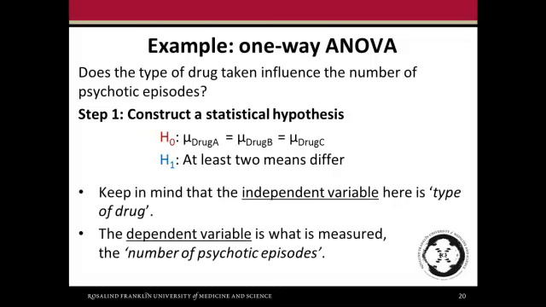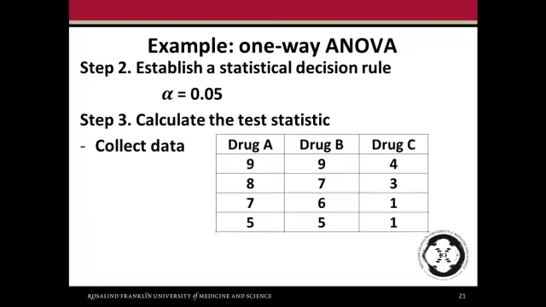It's our standard ANOVA hypotheses. So the independent variable here is the type of drug administered, and the dependent variable is what we're measuring, which is the number of psychotic episodes. We need to establish our statistical decision rule, and for the entire study we want our alpha to be 0.05, and then we're going to calculate the test statistic for a third step.